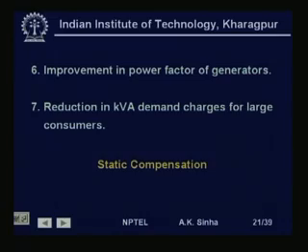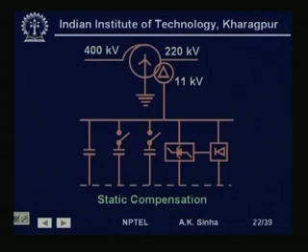Now, how do we provide this compensation? There are different ways in which we can provide this compensation, like static compensation, rotating compensation, and also we can use transformers for compensation or control of voltage on the transmission line. So, let us take first the static compensation. Static compensation basically consists of two ways in which we can do it. One is the shunt compensation and the other is series compensation.